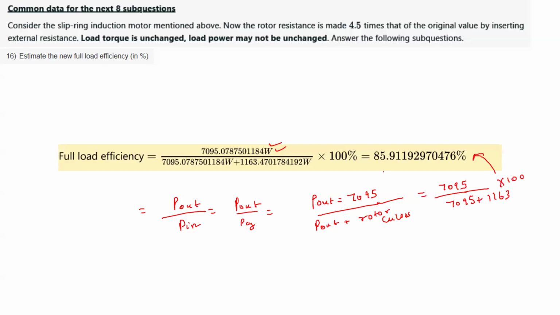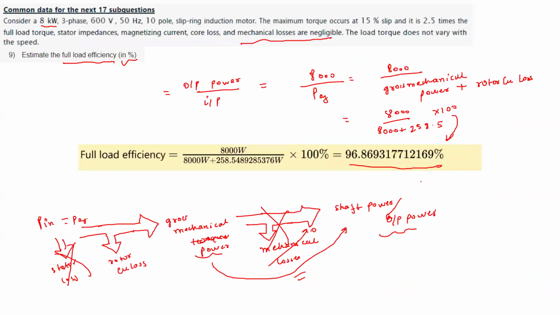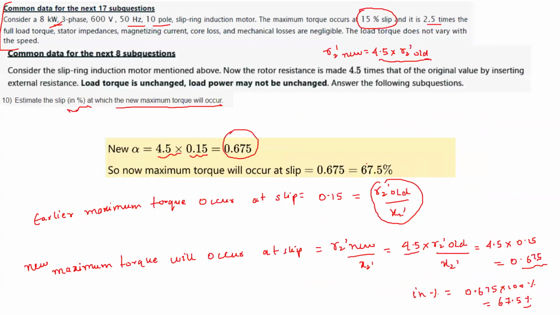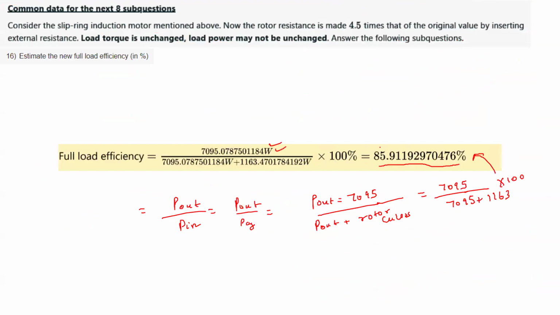So you can see that the efficiency gets dropped. That is why the starting resistance which we connect for getting the higher starting torque, we generally reduce once the machine has started. Because the efficiency is compromised if you keep the higher starting resistance connected in the rotor. Earlier the efficiency was 96.86%, but because of the resistance in the circuit, the rotor copper loss has increased, and that is why the efficiency has dropped to 85.9%.